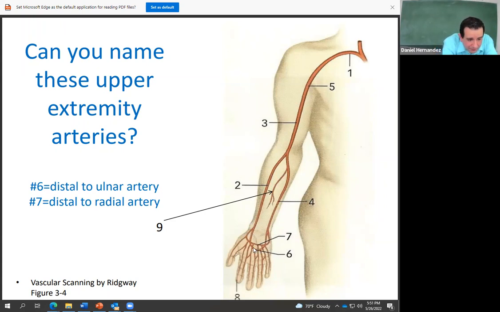So now we have to look a little closer here. 6 looks like the deep palmar arch, right? Yep, an extension of that. So 6 is going to be our deep palmar arch. 7, superficial palmar arch.